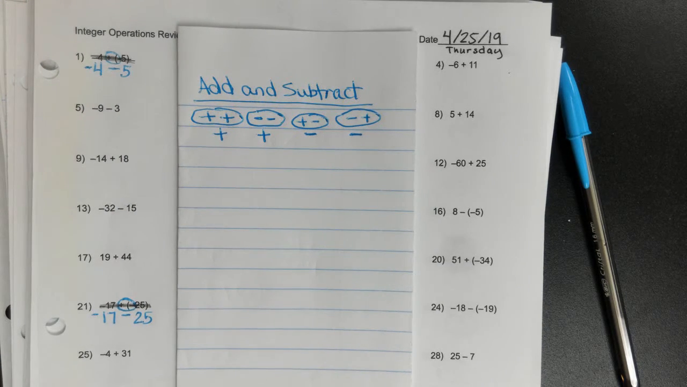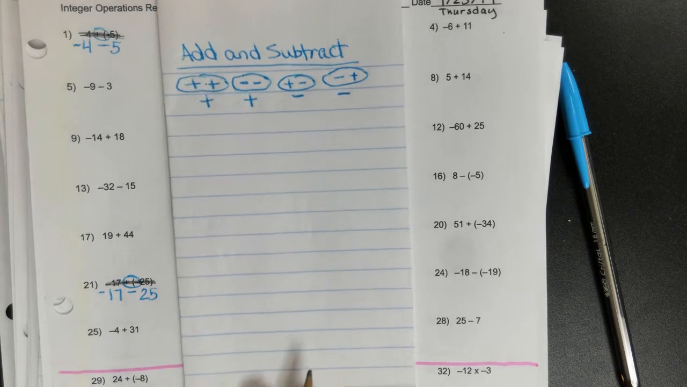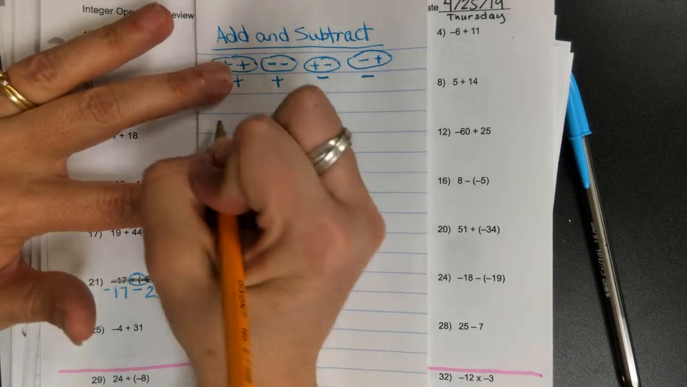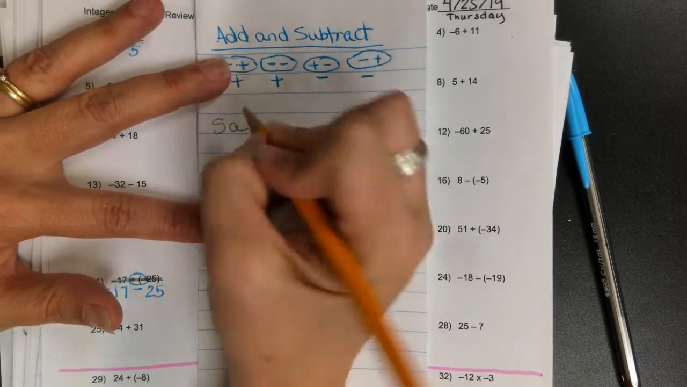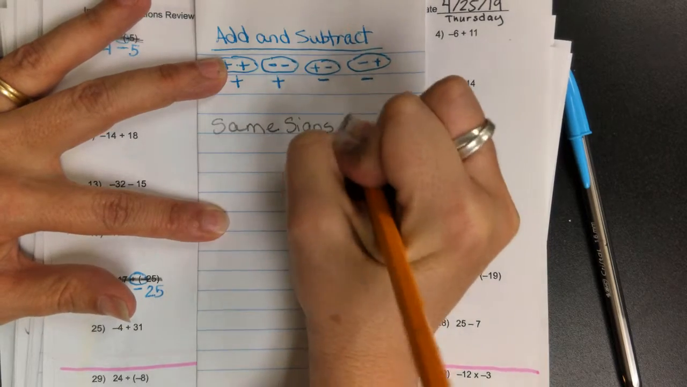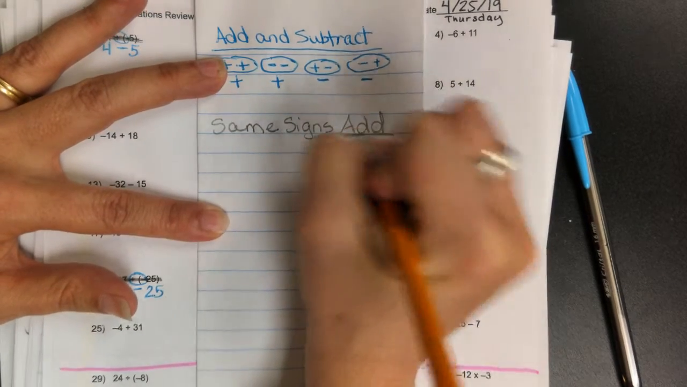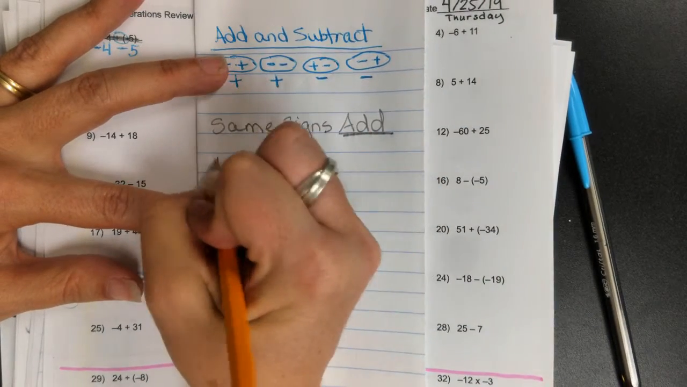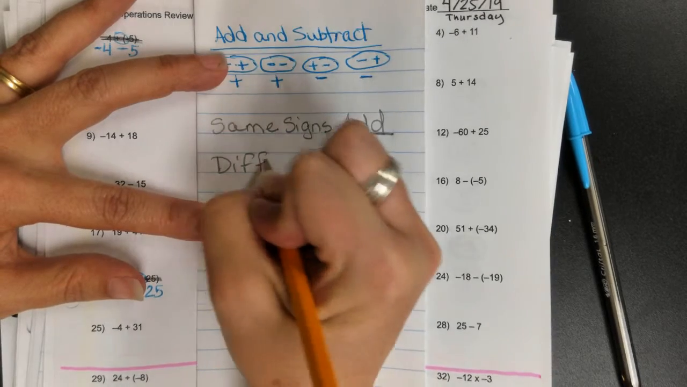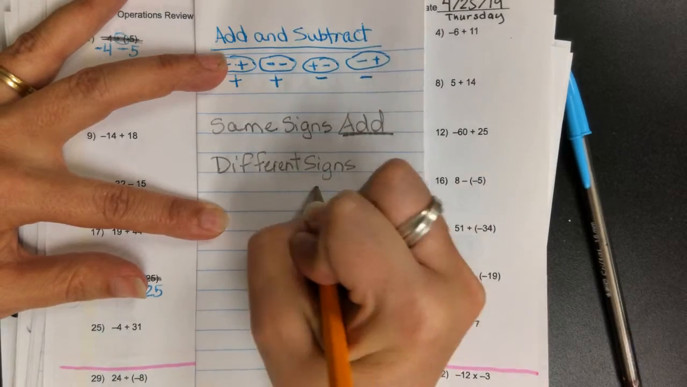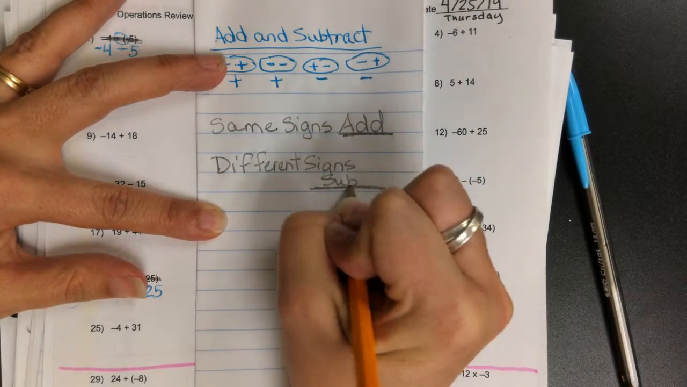Then, second step, or second part of this: same signs add, different signs subtract. So, if it's 2 positives or 2 negatives, we're going to add. If it is different signs, we're going to subtract.